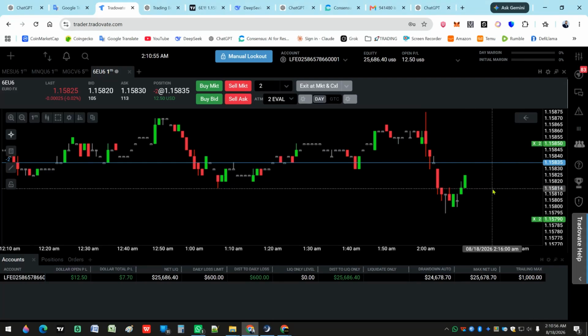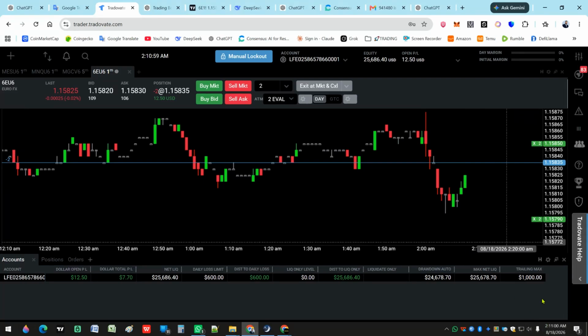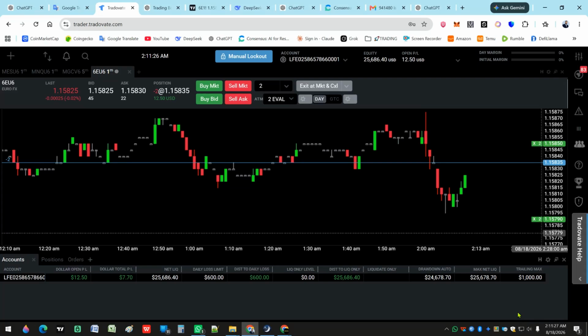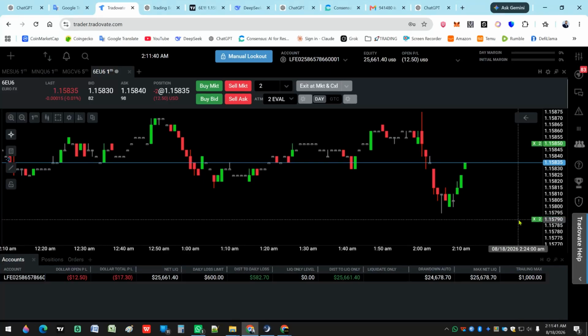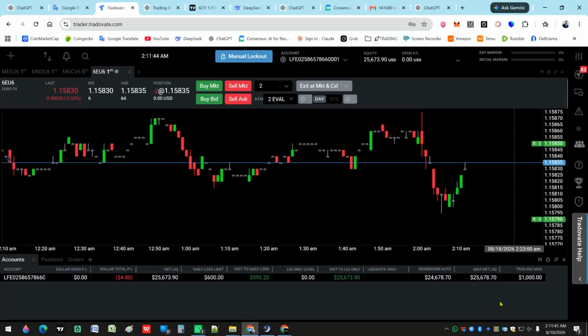Let's see. Because yesterday this bot gave me 2 entries every day, one at 2 a.m. and the other one at 10 a.m. And yesterday the one at 2 a.m. I lost. I hope I don't lose today. Let's see. At least I moved the stop loss. Let's see what happened.